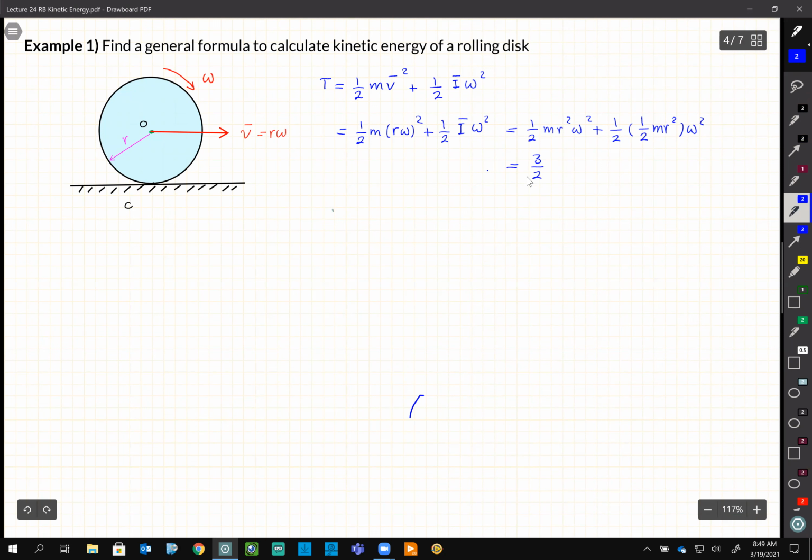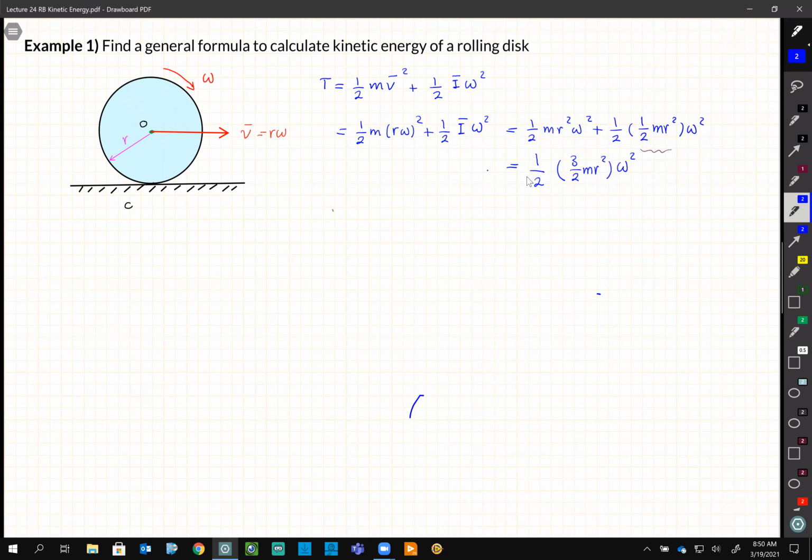So we have m r squared here, right? And we have 1/2. Okay, let's write it down then. I'm factoring 1/2 and 3/2 m r squared omega squared. And the reason that I write it down like that, you will see in a moment.